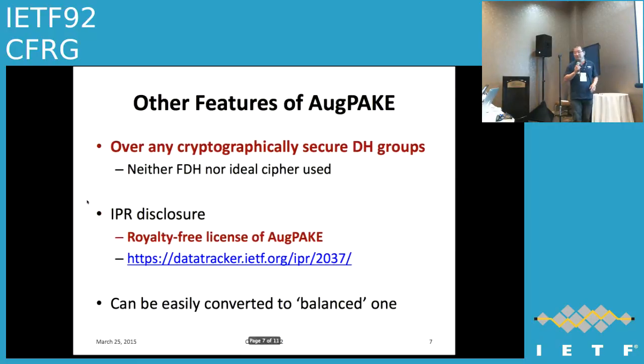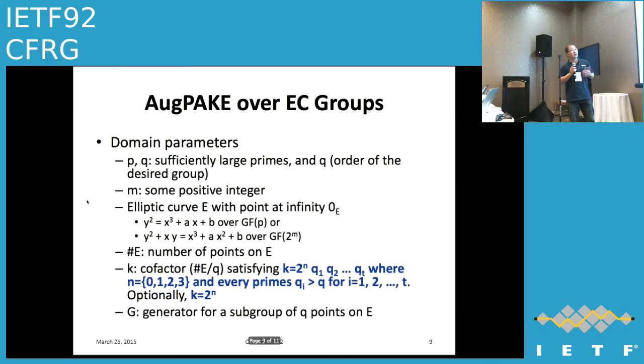Next, please. As a feature of OPEC, it can be implemented over any cryptographically secure groups. Actually, OPEC doesn't require any full-domain hash or ideal cipher in its construction. And OPEC can be used royalty-free, and if you're interested, you can see the IPR disclosure. OPEC can be easily converted to a balanced one by stripping off some functionalities that were used to provide resistance to server compromise. Next, please.